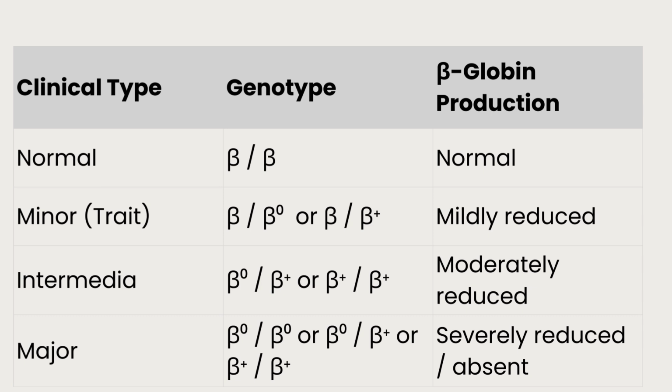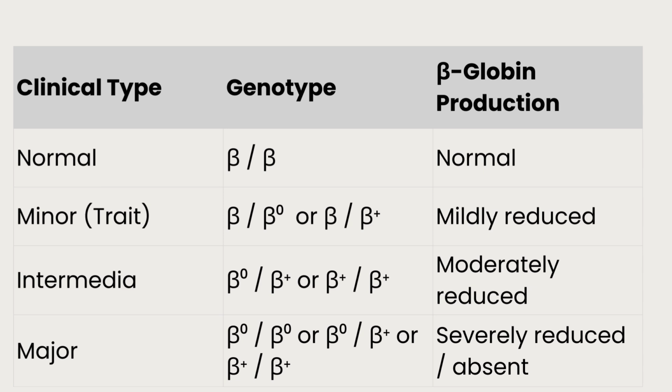Third type is thalassemia intermedia. Genotype, beta 0, beta plus or beta plus. In thalassemia intermedia, both genes are abnormal, but there is still some beta-globin production. This results in moderately reduced beta-globin levels. Patients develop moderate anemia and may need occasional blood transfusion.